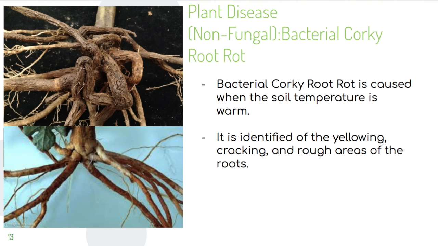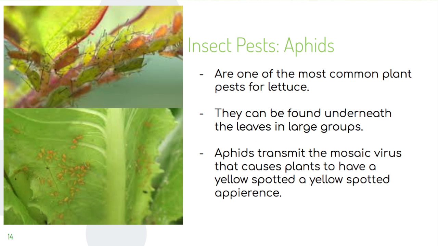Bacterial corky root rot happens when the soil temperature is warmer. It can be identified by the start of the yellowing of the roots. These yellow areas gradually expand, taking on a green-brownish color and developing cracks and rough areas on the surface of the root. Plant insects. One of the most common plant pests are aphids.